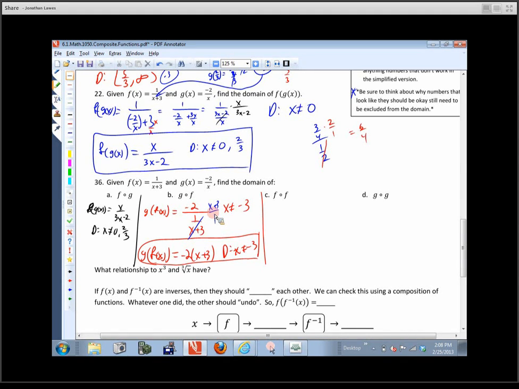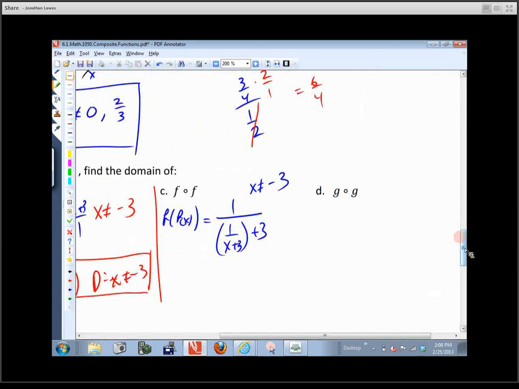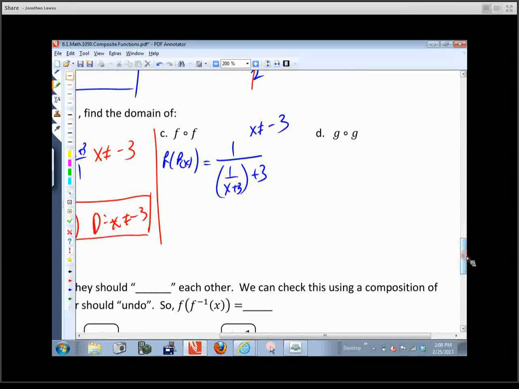Okay, f of f. What do I throw out to begin with? Got to throw out the negative 3. Now f of f looks like this. I'm going to take 1 over, what am I plugging in here? Which is 1 over x plus 3 plus 3, right? On that ugly mess, I do have some simplification to do, so let's clean this up just a little bit. I'm going to get a common denominator of x plus 3.